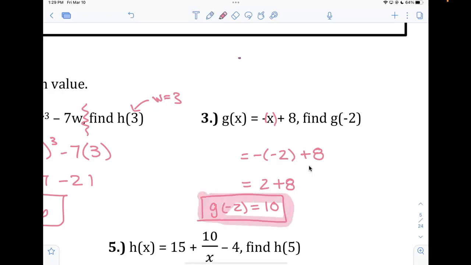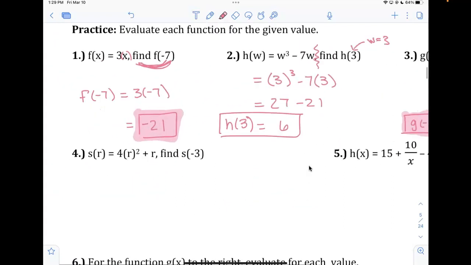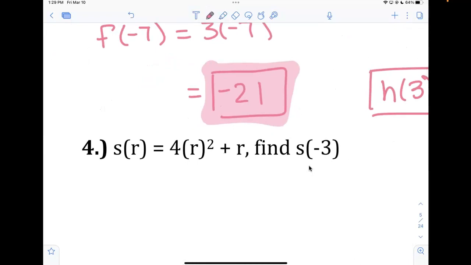So that's really it, just substituting that value. And let's do one more real quick. Number 4, we've got 4 times r squared plus r. So 4, and it wants us to substitute negative 3 in there. Negative 3 squared, plus r again, so plus negative 3 again.